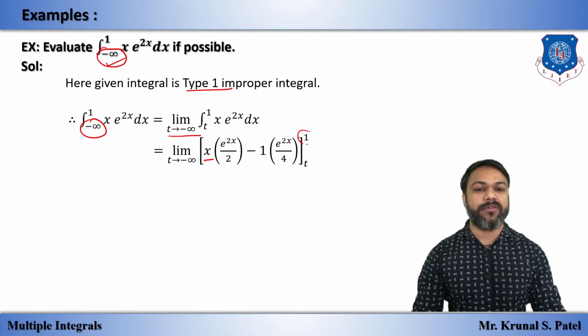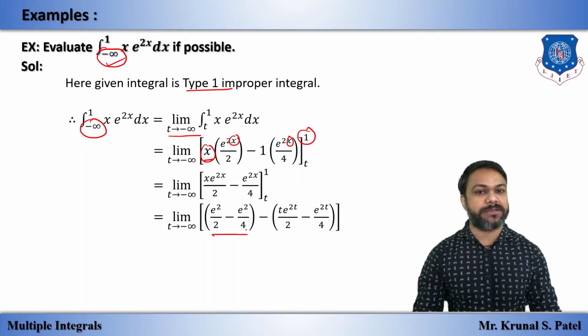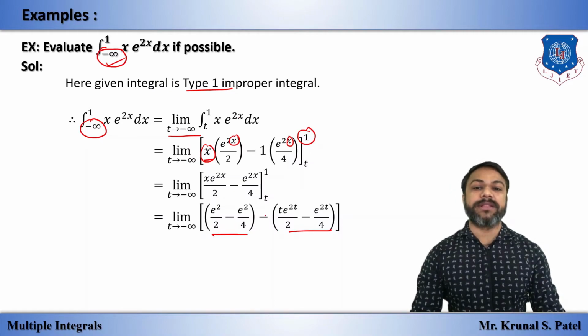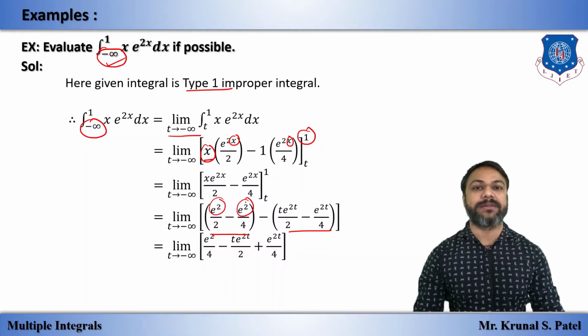So, by putting 1, this will be 1, this will be 1, and this will be 1. So we have this upper limit minus lower limit. After simplifying this, upper limit minus lower limit. Now, after putting this, we will simplify this. So we have same e square, you can take simple LCM. So we have e square by 4. After opening this bracket, minus plus.